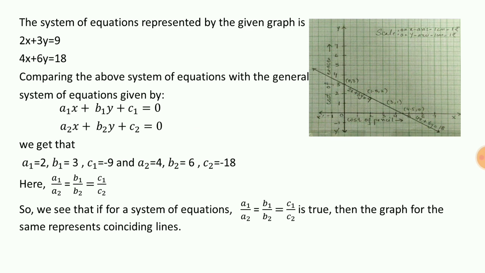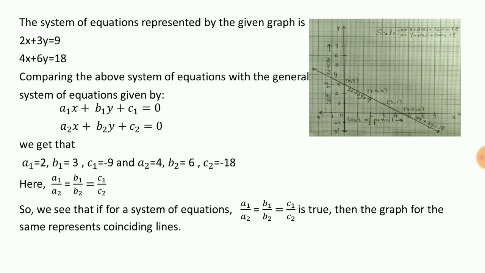The second case had coinciding lines. If you see the equations that were being represented by this, they were 2x plus 3y equal to 9 and 4x plus 6y equal to 18. Putting them in the general form of a1x plus b1y plus c1 equal to 0, we get 2x plus 3y minus 9 equal to 0 and 4x plus 6y minus 18 equal to 0. So a1 here is 2, b1 is 3, c1 is minus 9 and a2 is 4, b2 is 6 and c2 is minus 18. Check what is a1 upon a2.